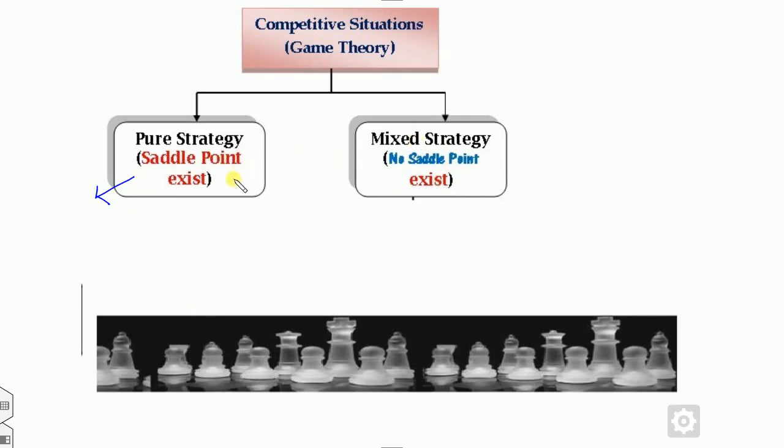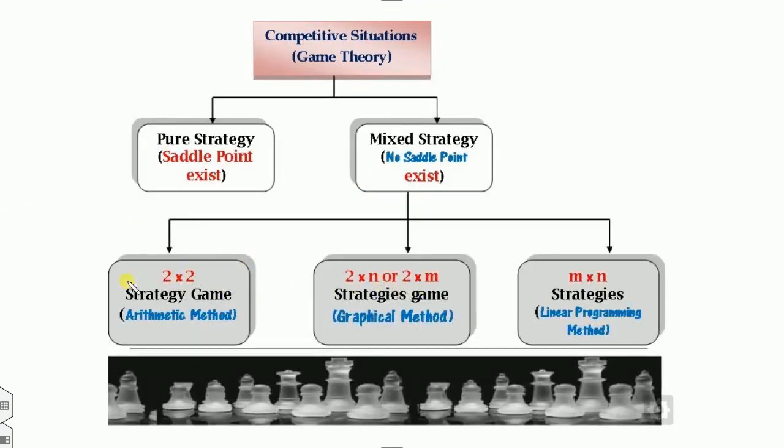Since we get the solution easily, and here there is no saddle point, we have to discretize this further, which is basically of three types. It is a 2x2, meaning two alternatives for each player. This is 2xn, that is 2, and n is the number of alternatives. Or 2xm, and this is mxn. There are m alternatives here for player A, and n alternatives here for the B player. While 2xn means there are two alternatives here. You can also write this as nx2 or mx2, no problem about that.